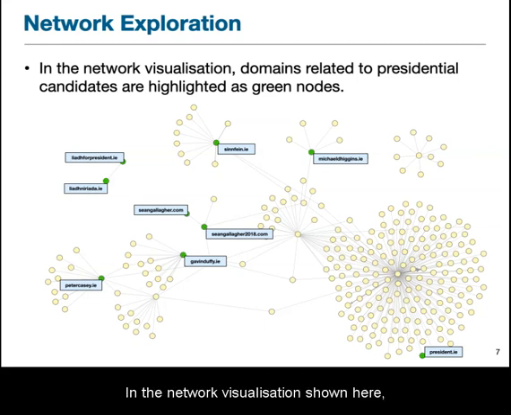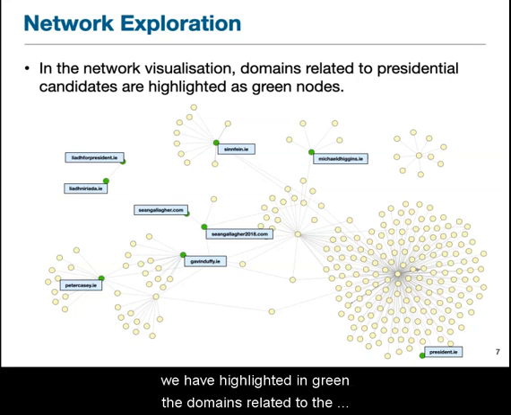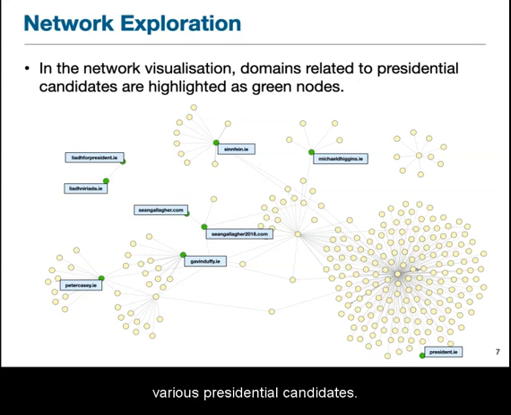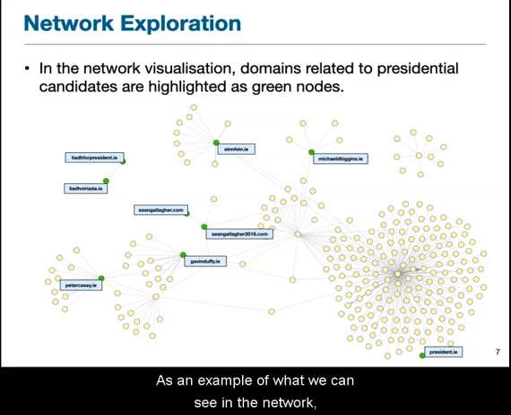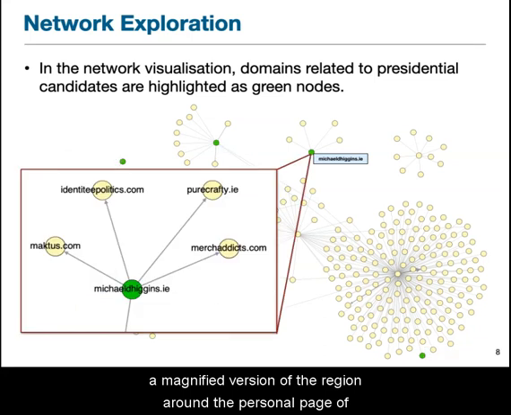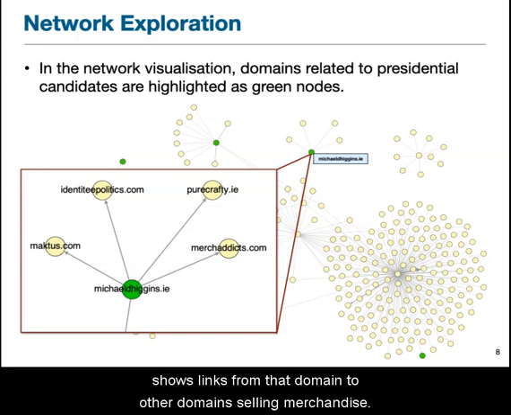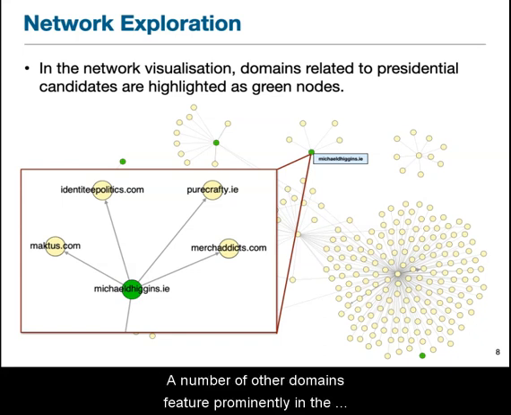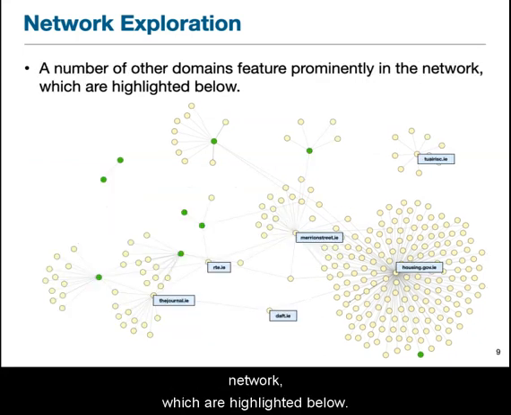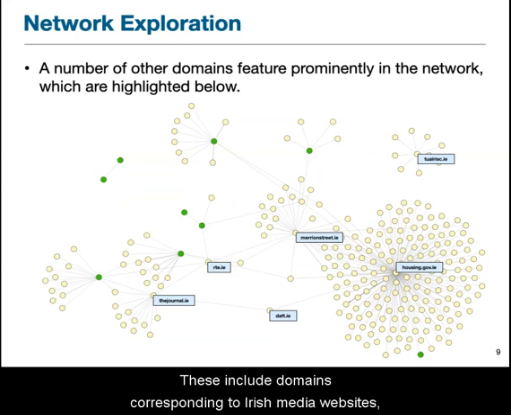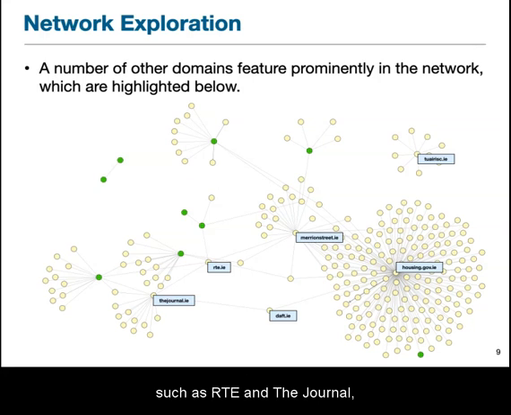In the network visualization shown here, we've highlighted in green the domains related to the various presidential candidates. As an example of what we can see in this network, a magnified version of the region around the personal page of the incumbent Michael D. Higgins shows links from that domain to other domains selling merchandise. A number of other domains feature prominently in the network, which are highlighted below. These include domains corresponding to Irish media websites, such as RT and The Journal, along with domains relating to housing.